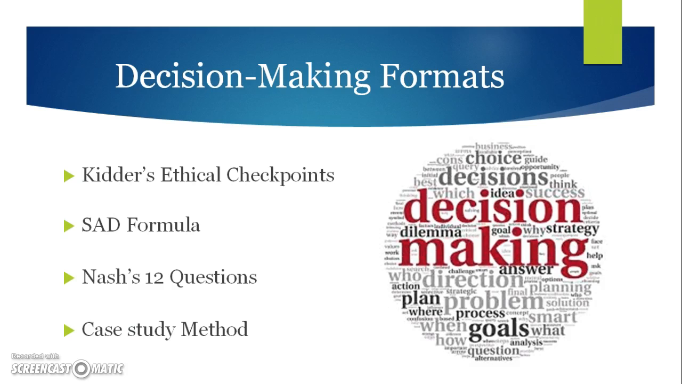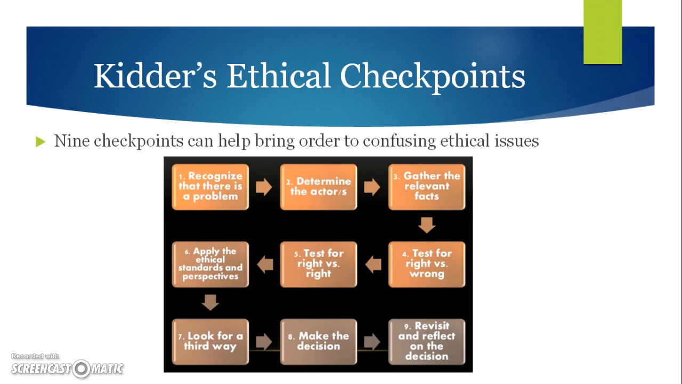Decision-making formats. This includes Kidder's ethical checkpoints, SAD formula, Nash's 12 questions, and the case study method. Kidder's ethical checkpoints are 9 checkpoints that can bring order to confusing ethical issues. If you follow this picture, these are all the 9 steps.